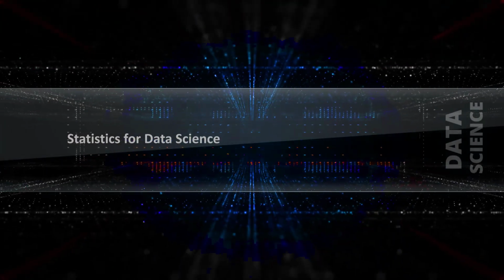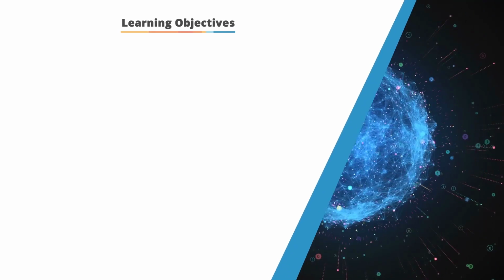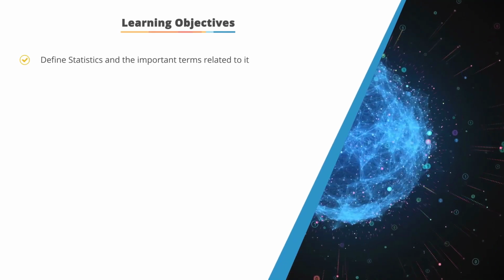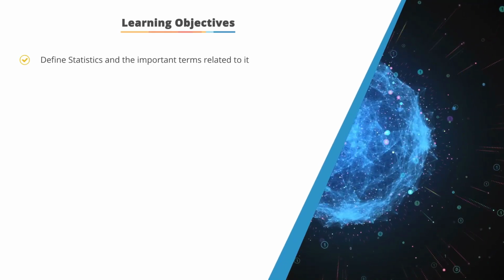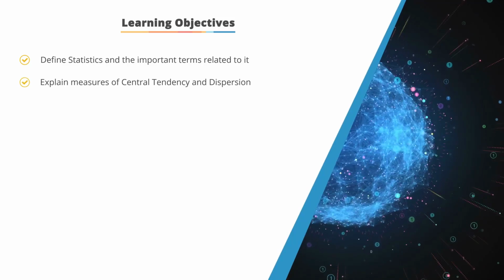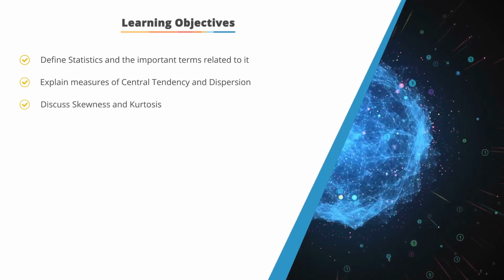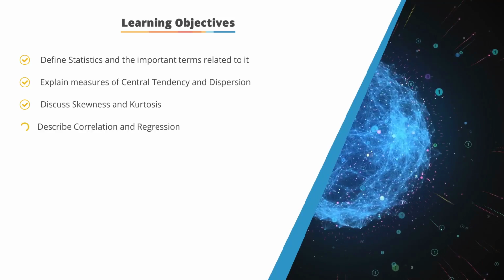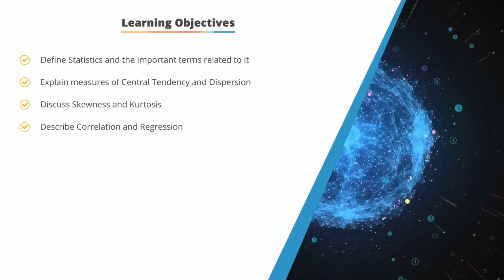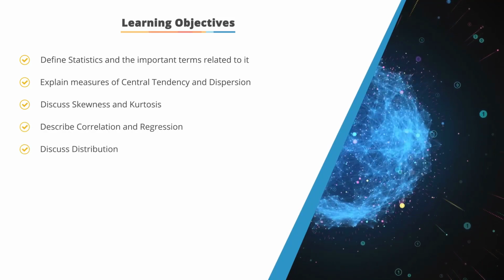Statistics for data science. Our learning objectives today include defining statistics and the important terms related to them, explaining the measures of central tendency and dispersion, discussing skewness and kurtosis, describing correlations and regression, and then discussing distributions.